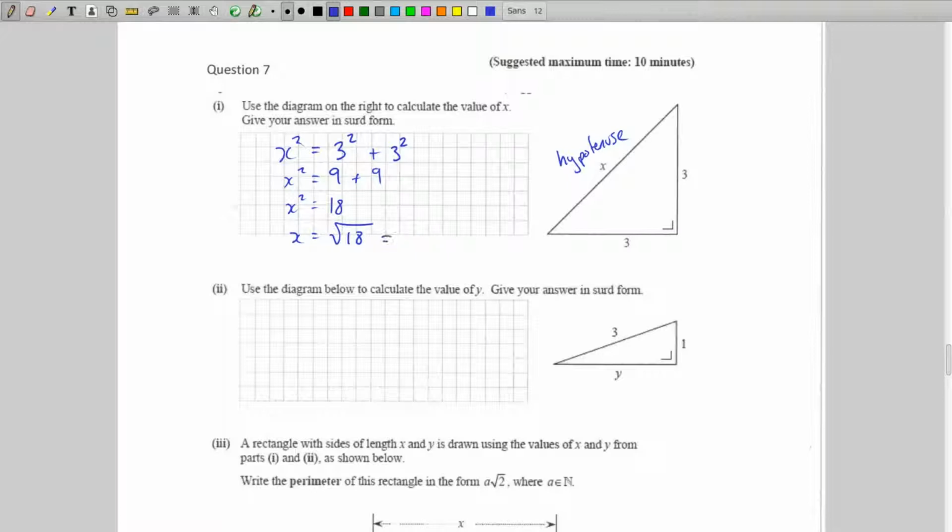If you do this with the calculator, it may also tell you that this is 3 times root 2, and that's fine as well. There's an argument to be made about which is the more simplified version, but either one is acceptable, really.